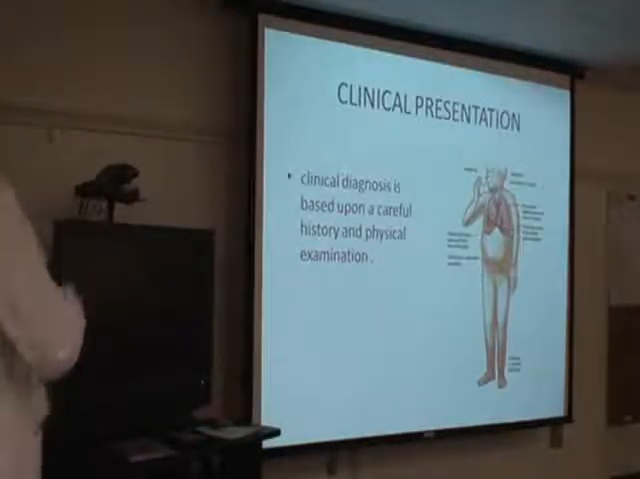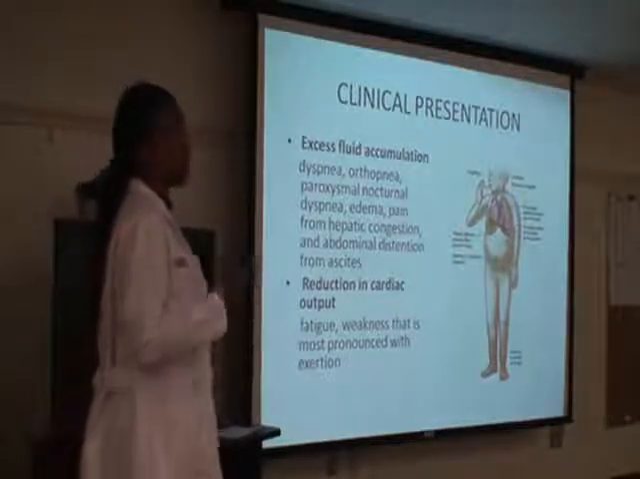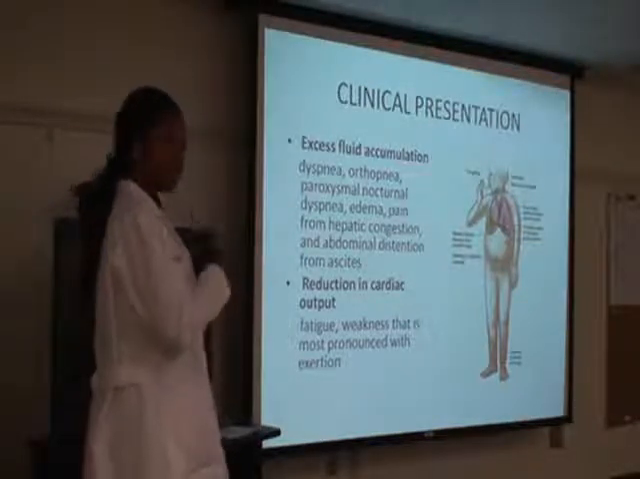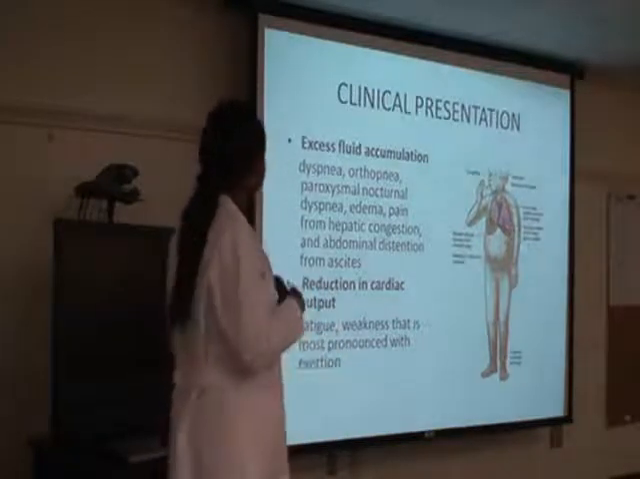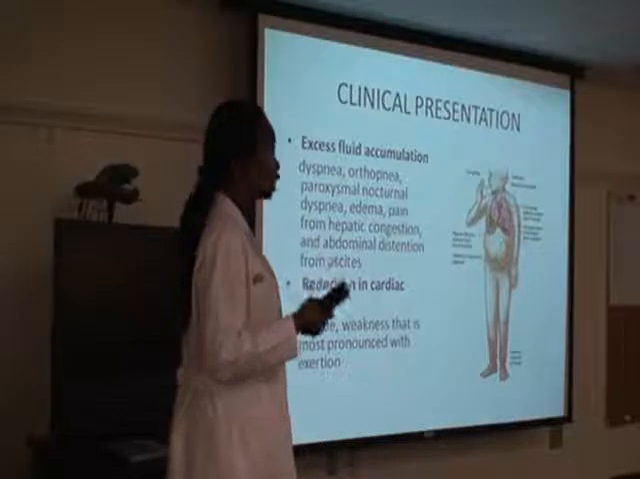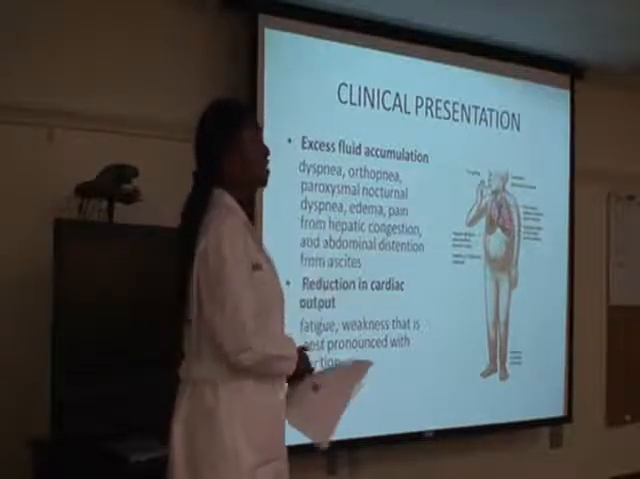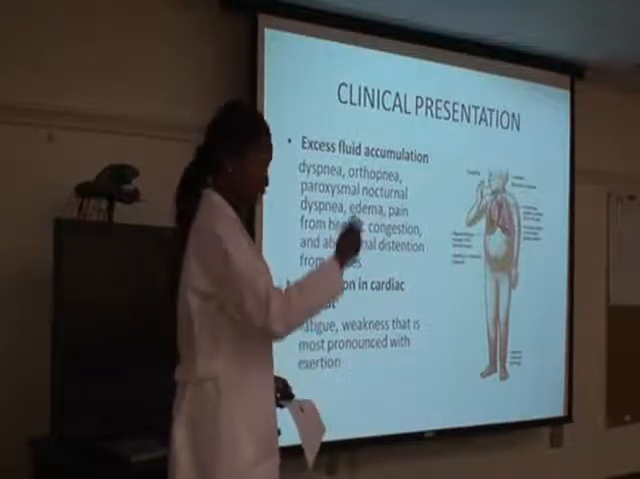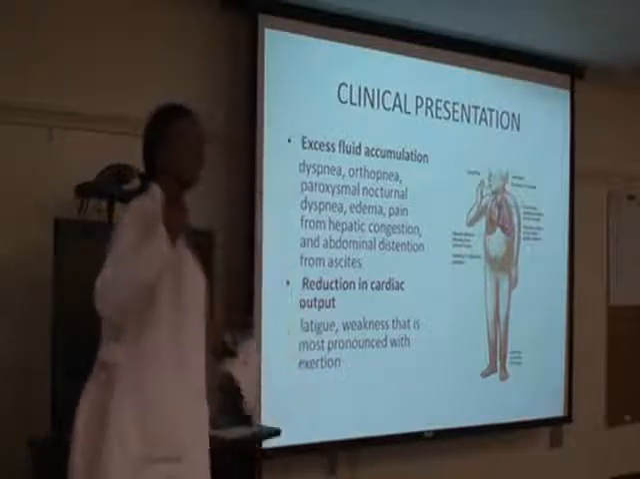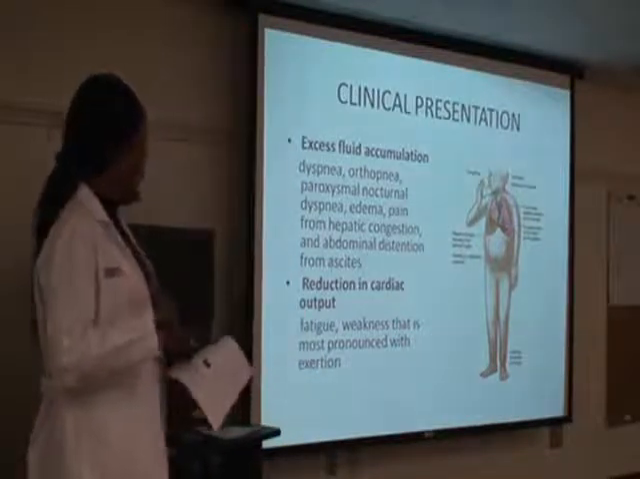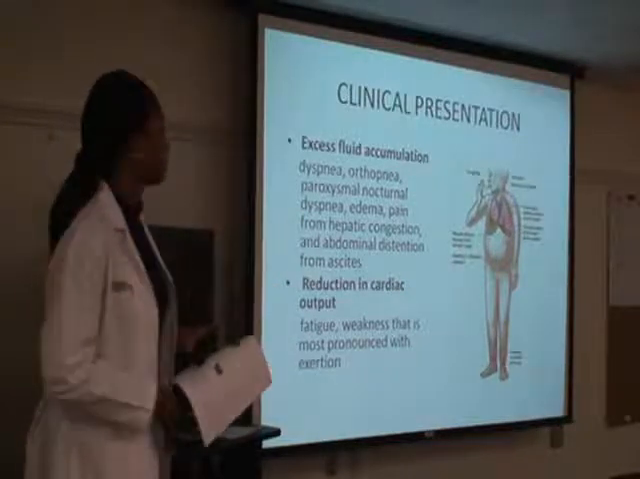All right, next slide. So basically, the clinical presentations of heart failure occur primarily as a result of excess fluid accumulation or from a reduction in cardiac output. The things that you see from excess fluid accumulation include your dyspnea, orthopnea, the PND, edema, and you can get pain from hepatic congestion, as she had talked about, and you can also get distension as a result of that. Now, from a decreased cardiac output, the most things you experience will be fatigue, weakness, especially with pronounced exertion.